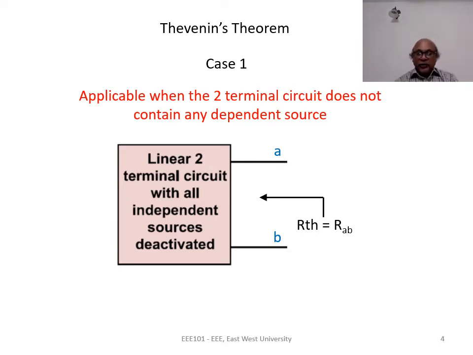So if we want to summarize case 1, first step, we deactivate all independent sources. In the second step, we calculate the equivalent resistance between node A and node B, and the equivalent resistance gives us RTH. When can we apply case 1? Case 1 is applicable when the linear two-terminal circuit does not contain any dependent source.